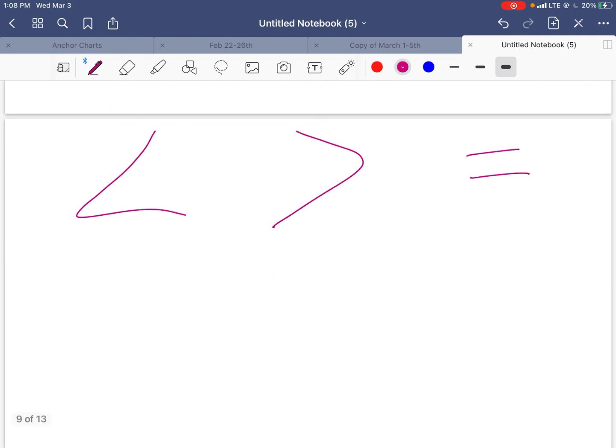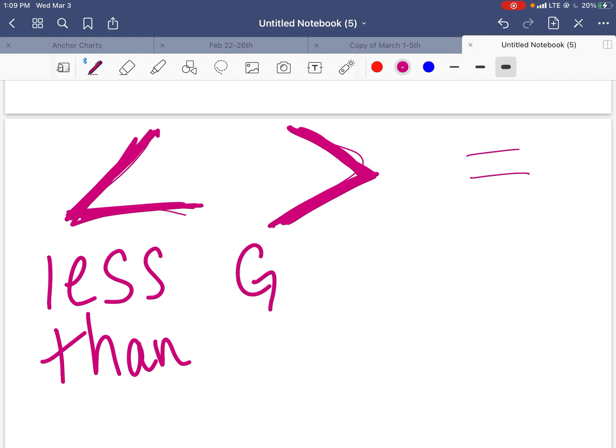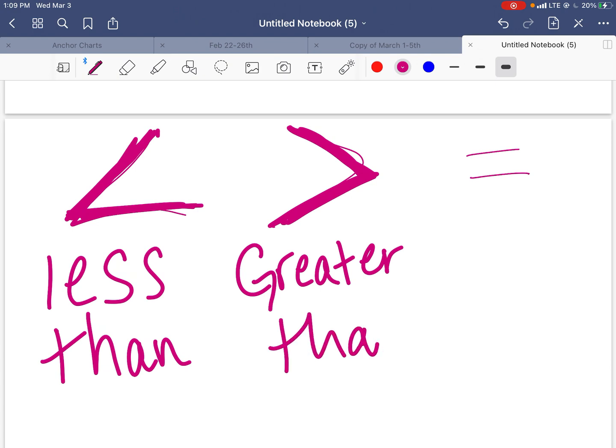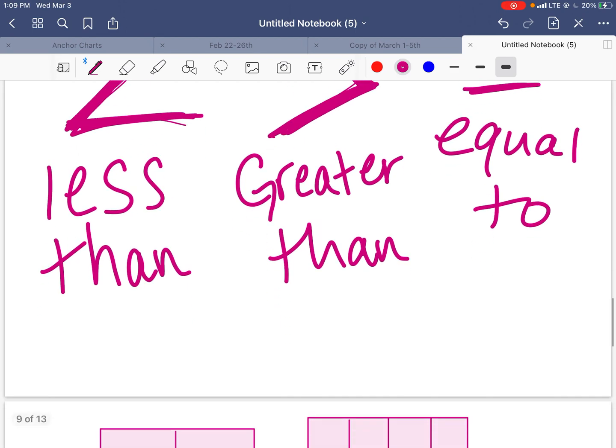All right, so let's talk about these symbols. You see this symbol and you are going to think less than. This is the less than symbol. If you see the alligator mouth opened that way, this is the greater than symbol. And if you see the two lines, you know this is the equal to. So today's focus is going to be those equal to.